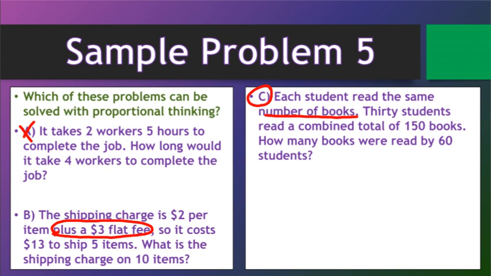So we have a total of 150. So if there are 30 students, that means each of the students would have read 5 books. And so since they're all reading the same number, that would be constant. You can always divide the total number of books by the number of students, and that will give us the number of books that everybody has read.